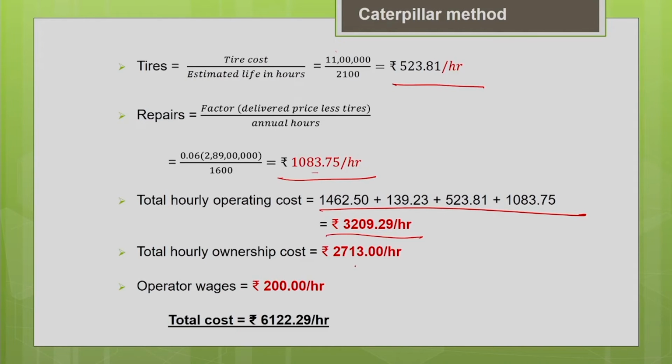So you know the total hourly ownership cost, you know the operator wages, you know the total hourly operating cost. You add all these three, and you will get the total equipment cost. So this gives you a total equipment cost of rupees 6122.29 per hour.